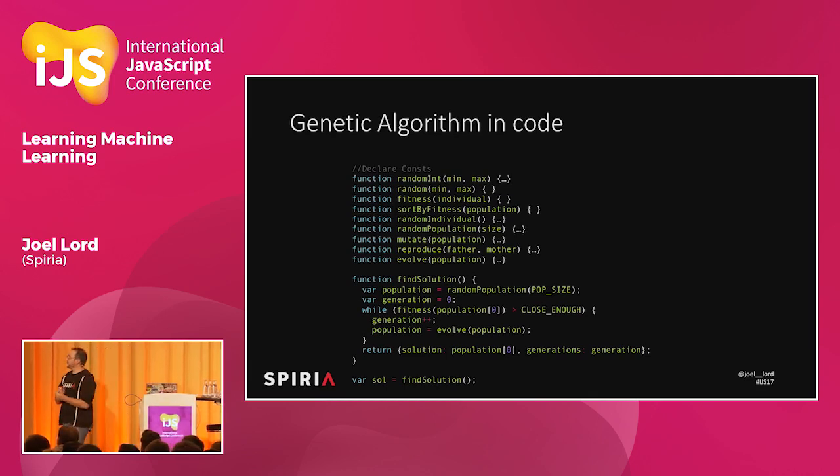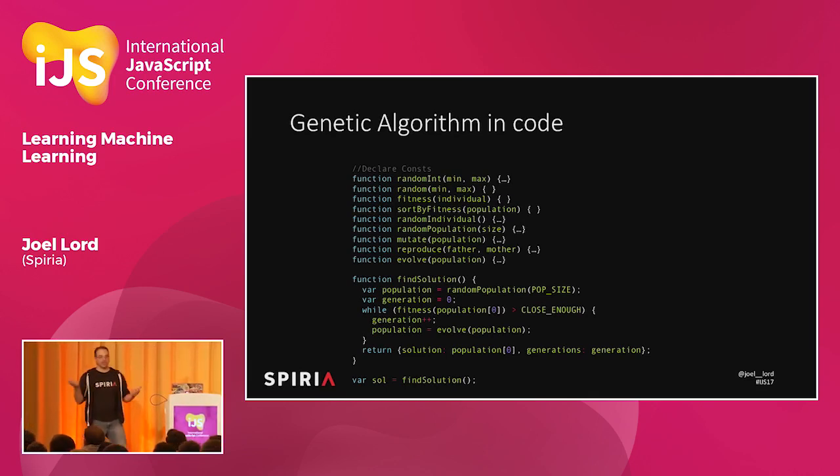So I've already gone quickly through that code. Basically, this is how a genetic algorithm works. It's always the same functions. You'll have your evolve function, and you'll simply run that evolve function until you get an element that actually matches the solution.